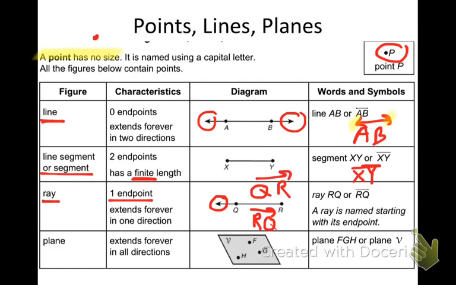Callie, you're shaking your head no. Why not? Because a ray is named starting with its endpoint. Nice job. So recognize I start with the endpoint and I go towards the arrow. Notice here, the arrow is above Q, so my arrow must be above Q. This one is above R. That one does not work. So rays are important. Yes, sir.